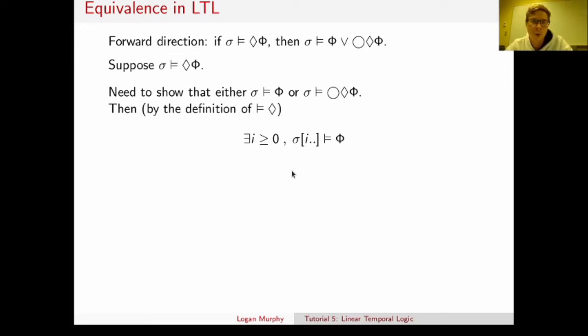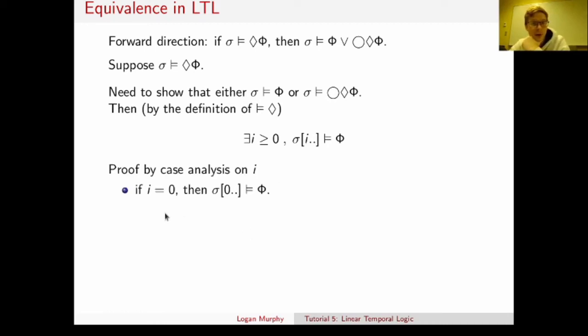So we know that some I exists. We don't know much about it. We know it's a natural number, and if it's a natural number, then it has to be either 0, or it has to be the successor of some other natural number. Okay, so let's do our case analysis on whatever the structure of I is.